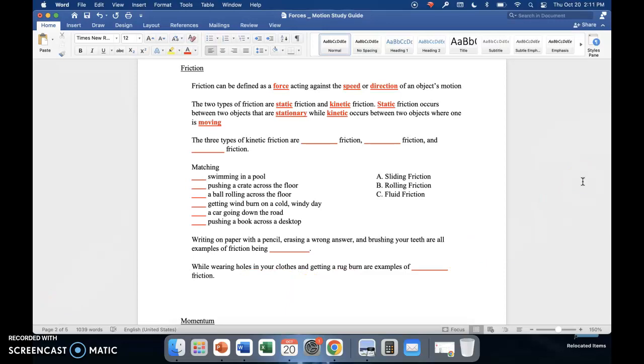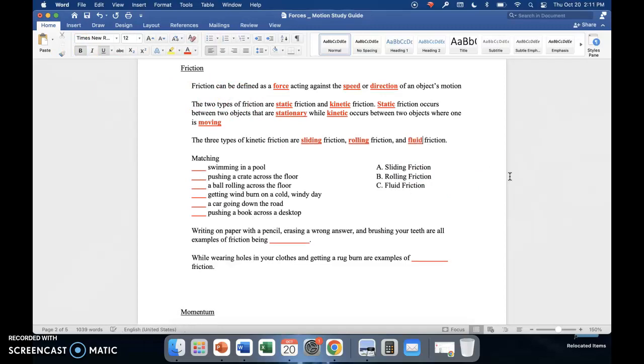Therefore, we can have three different types of kinetic friction. And those three different types of kinetic friction are what we call sliding friction. That's when, for example, you slide a book across your desktop or slide your computer across your desktop. Another type is we put wheels on that, but we still have friction. It's just not as much. We call this rolling friction. And finally, we have friction when we move through water or through the air. So that is the movement through a fluid. So there is fluid friction.